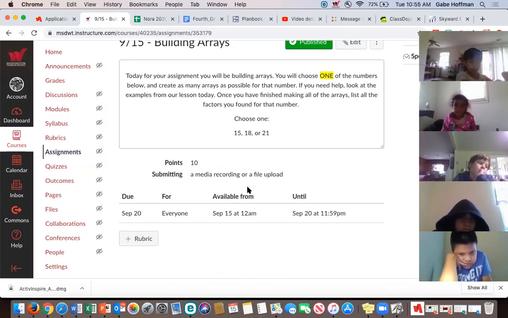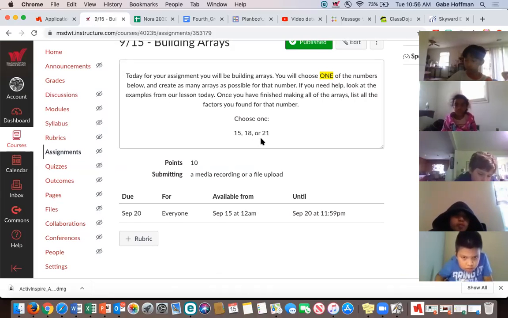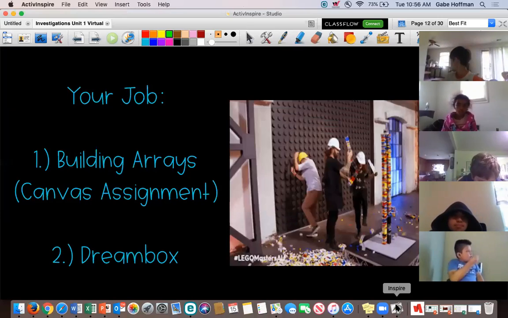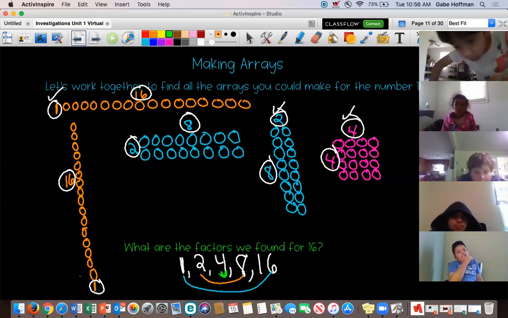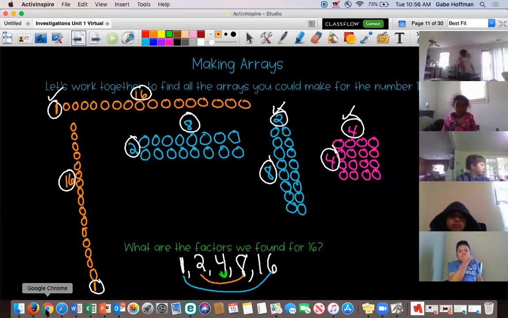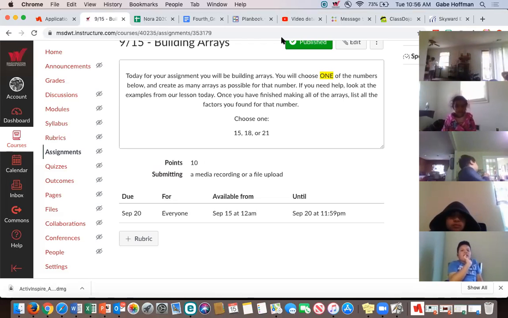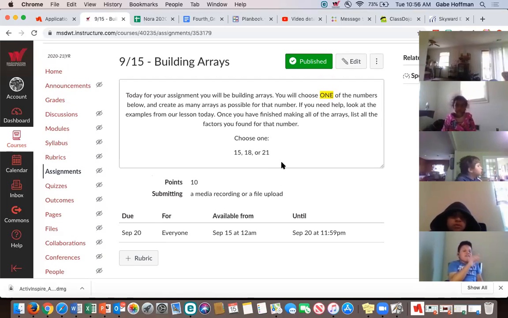You're going to use your whiteboards or a piece of paper to make all the arrays you can make for the number, and then list the factors. Just like what we did right here for 16, we drew all those arrays and we listed the factors at the bottom. You're going to do that for one of those 3 numbers: 15, 18, or 21.